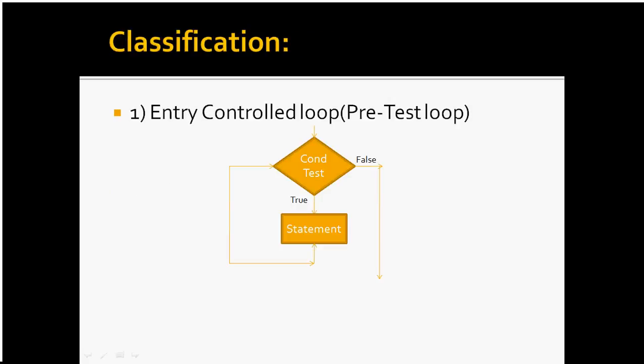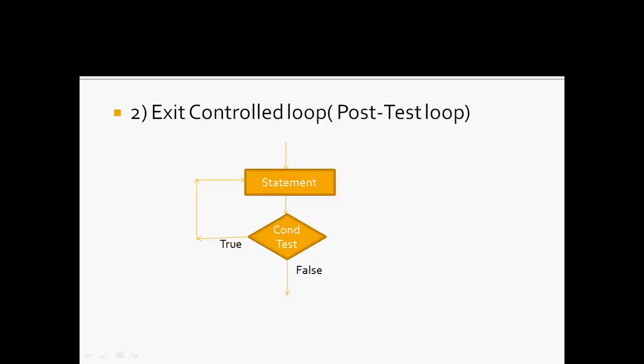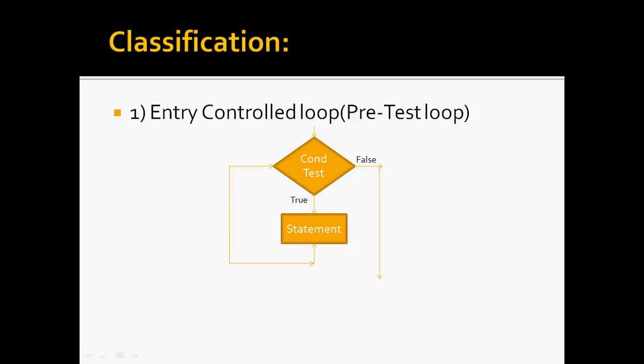Classifications of loops. There are two main types of loops. Number one is called entry control loop, also known as pre-test loop, and number two is called exit control loop, which is also known as post-test loop. So let us discuss first the entry control loop, that is the pre-test loop.